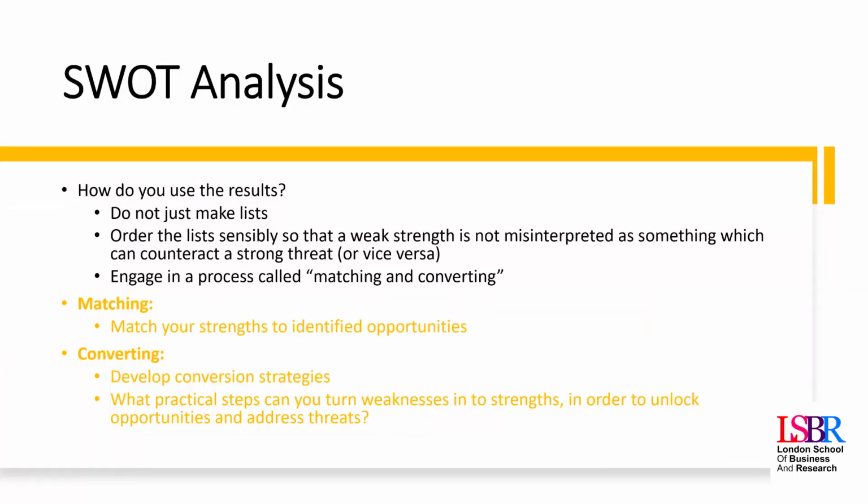By matching, we mean you should be matching your strengths to the identified opportunities. So again, when you list them out, you should be identifying what strength you have and what that means for the opportunity. How can the opportunity improve that strength? It's about converting. For conversion strategies, it's about what practical steps you can take to turn your weaknesses into strengths. Again, it's about coming up with solutions, okay? I don't want you to just list the weaknesses. I want you to tell me, what can be done to turn your weaknesses into strengths? What can be done in order to unlock the opportunities? What can be done to address or eliminate some of the threats facing your business?